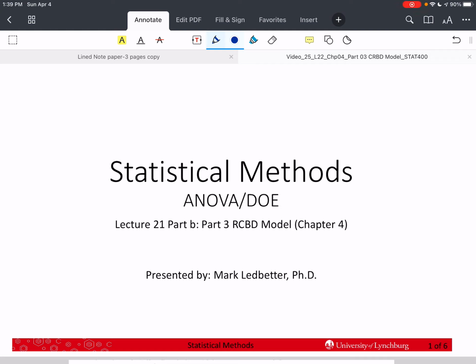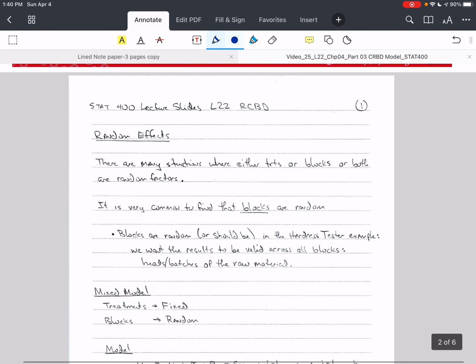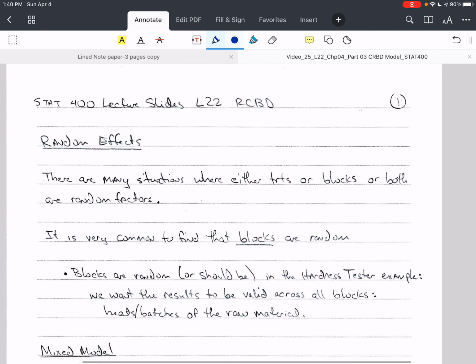I'm Mark Ledbetter. This is lecture 21, part B, and we are going to finish up talking about randomized complete block designs. This is the only topic we're going to cover in chapter 4 in this course because we want to talk about more topics, and the rest of chapter 4 includes Latin square designs and incomplete, unbalanced block designs. Those are not as common designs as some of the others that I would like to expose you to before you go out into the real world or grad school.